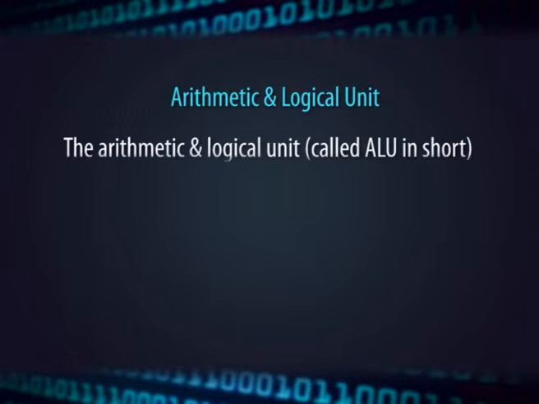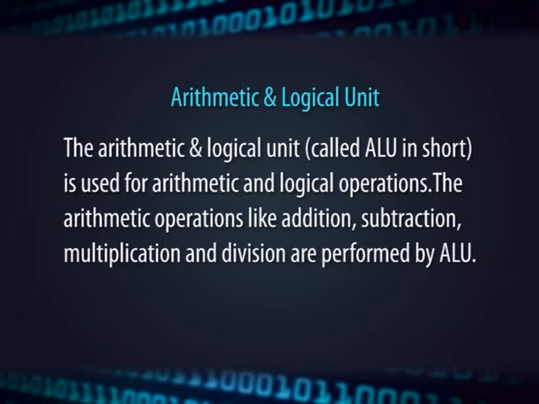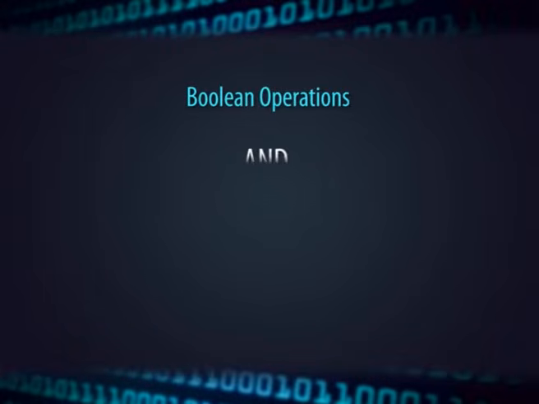The arithmetic and logical unit, called ALU in short, is used for arithmetic and logical operations. The arithmetic operations like addition, subtraction, multiplication and division are performed by the ALU. The operands required for these operations are given to ALU either from internal registers or memory locations. The results are also stored in internal registers. The Boolean operations like AND, OR, NOT come under logical operation.